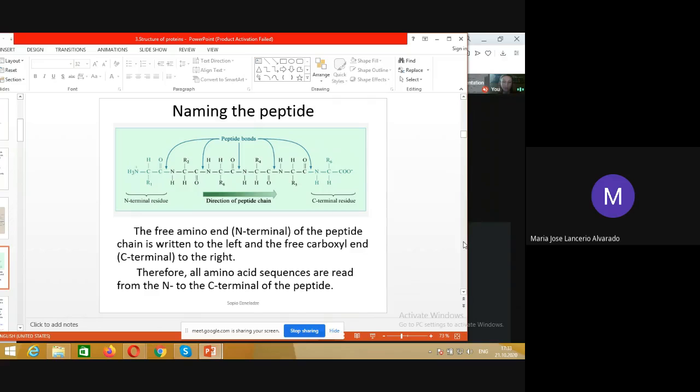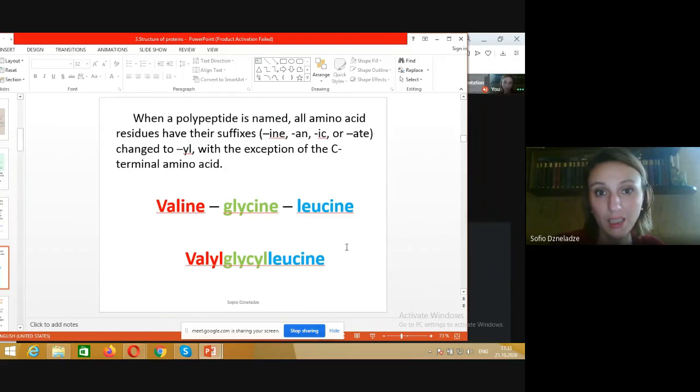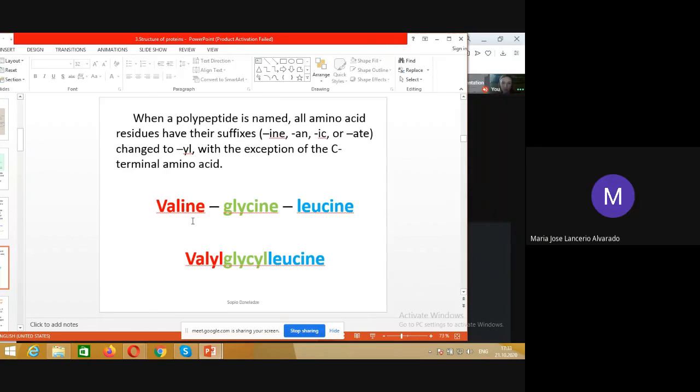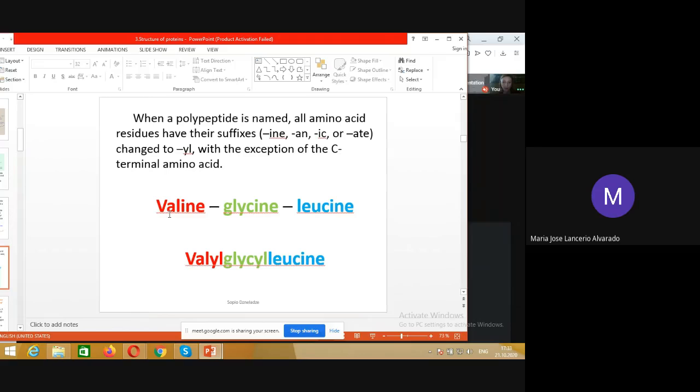Okay, it's about amino acid residues. And let's talk about the name of the polypeptide. Yes, it's a tripeptide. Valine, glycine, and leucine are joined together with a peptide bond. And we need to start from valine. Why from valine? Because it's the N-terminal amino acid, and leucine is the C-terminal amino acid.